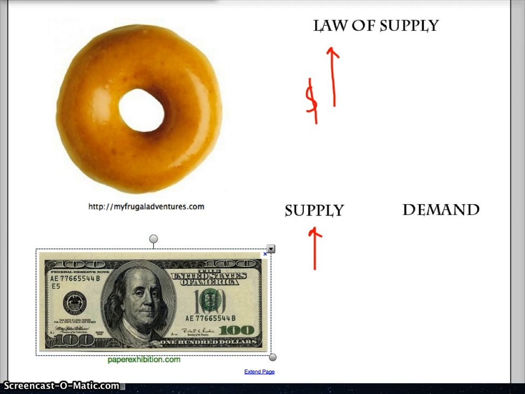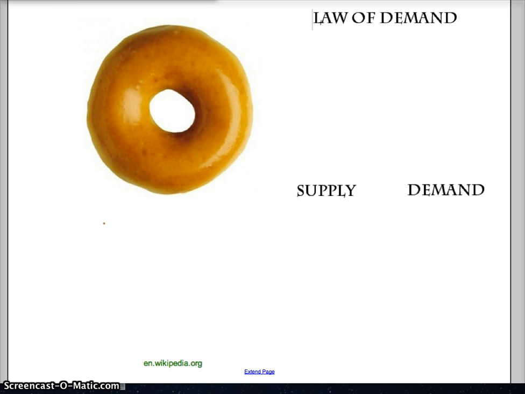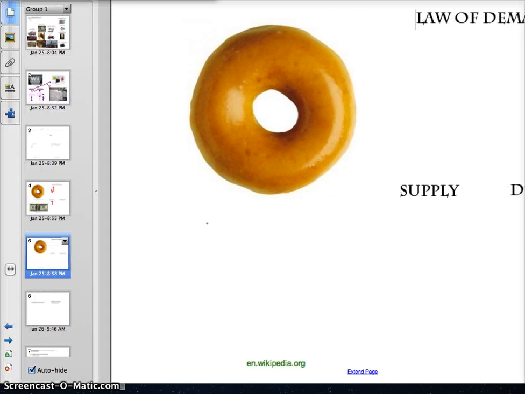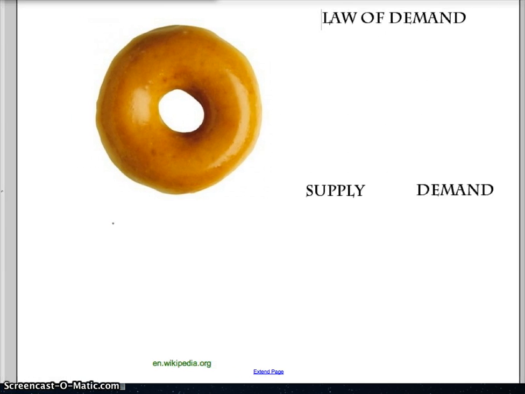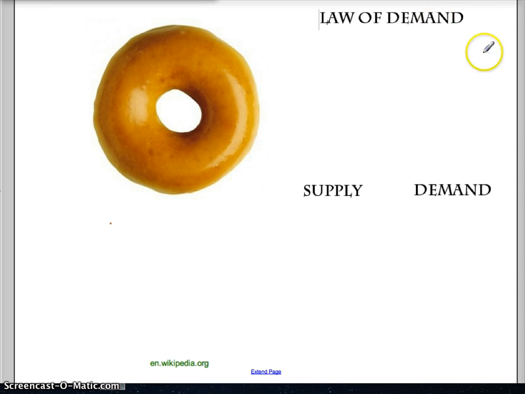But what about the law of demand? Here's the law of demand. The law of demand says when the price goes down, as the price goes down, demand goes up.